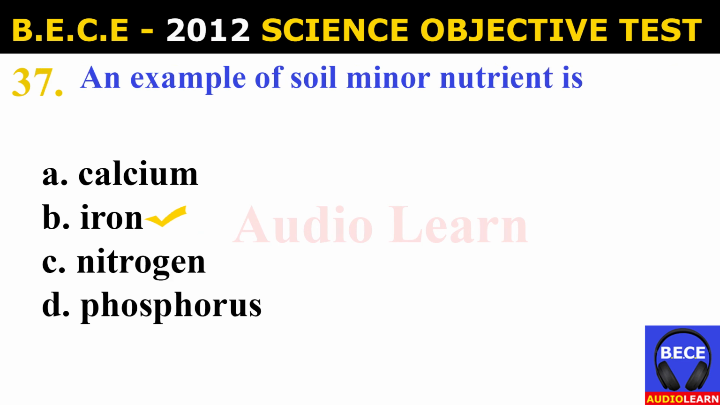Number 37. An example of soil minor nutrient is A. Calcium. B. Iron. C. Nitrogen. D. Phosphorus. And the answer is B. Iron. An example of soil minor nutrient is iron.